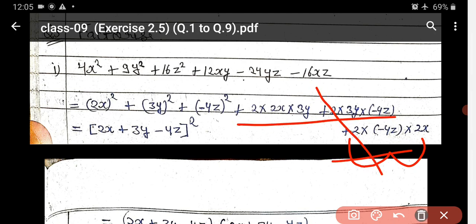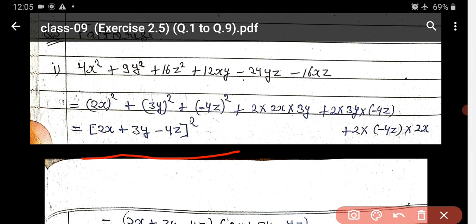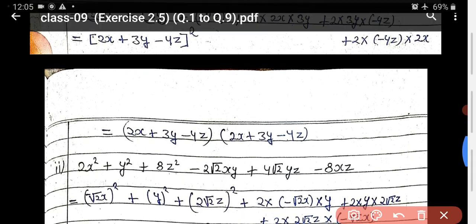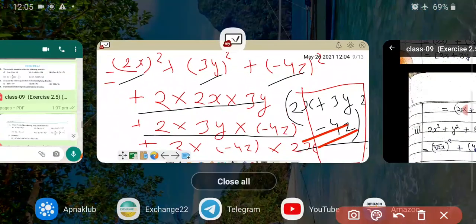So it is the formula of what? A plus b plus c whole square. Here a is 2x, b is 3y, c is minus 4z, whole square. Whole square means you have to write 2 times. It is your final answer. Okay, so it is your final answer.